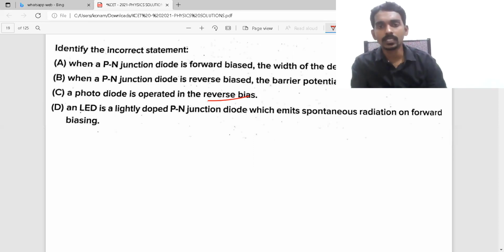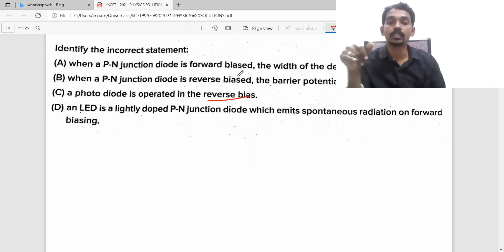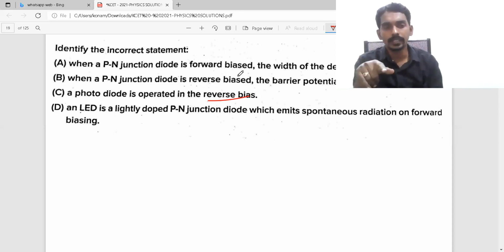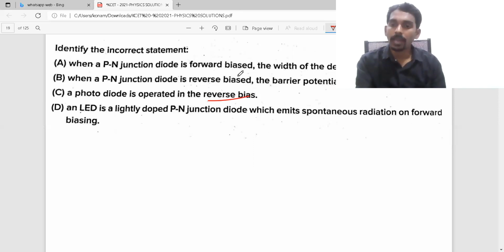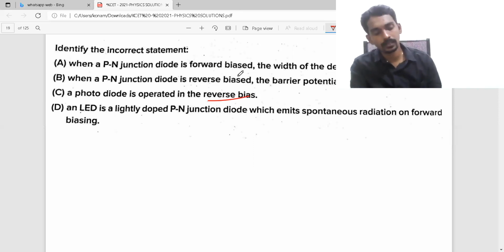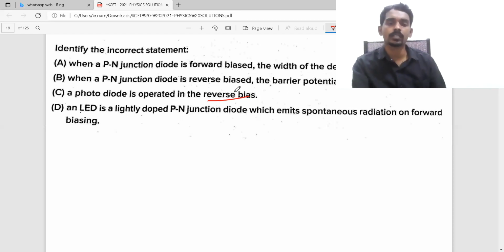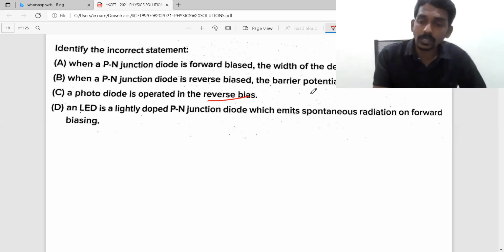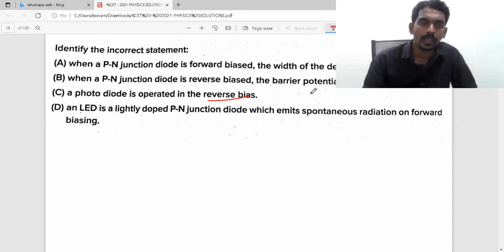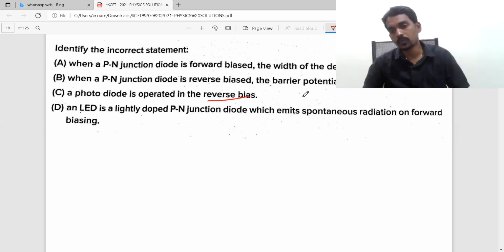And you need to know the concept of how the depletion region changes with forward bias and reverse bias. And what happens to the barrier potential in reverse bias and forward bias, those things also you need to understand. Then only you can answer such theoretical questions. Here option A is based on depletion region width and option B is based on barrier potential. So you need to take care of all those things. And options C and D are based on different types of junction diodes.